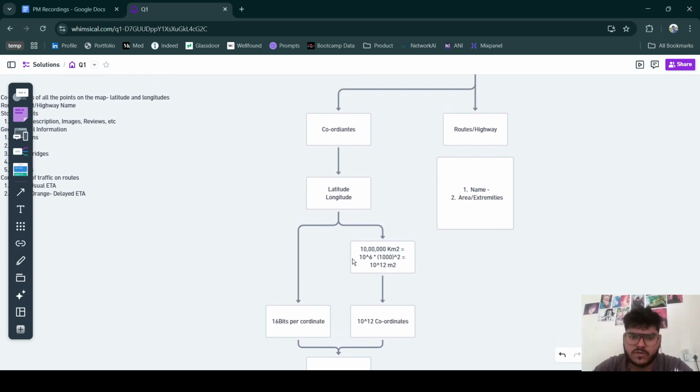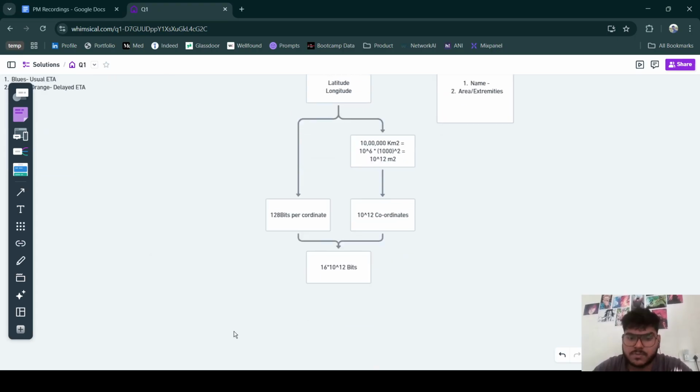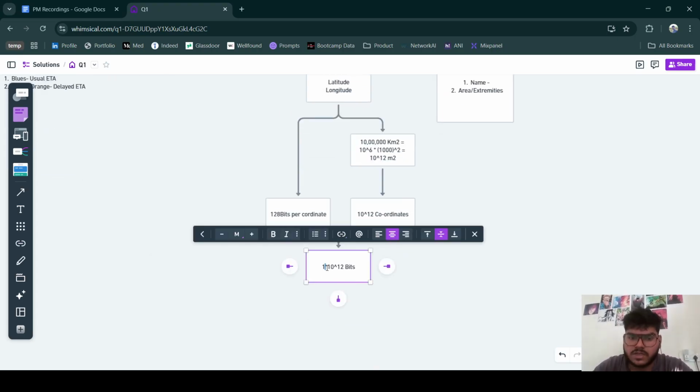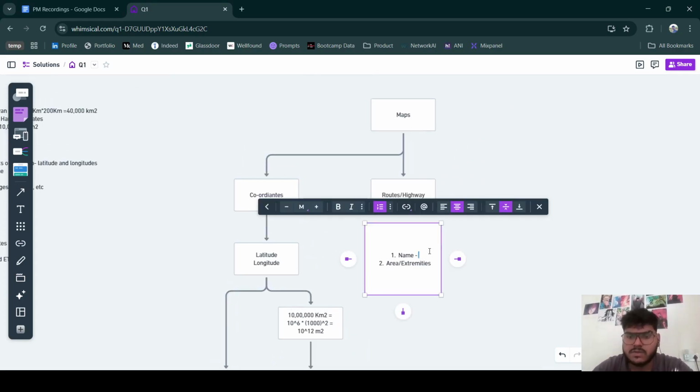So one thing to modify here is that each coordinate will have something like 64 bits of floating number. 64 bits is occupied by one floating number, so it will be like 128 bits per coordinate. So correcting it here would be around 128 times this one. Each name, so one character takes around 8 bits of space. If we are assuming that each name of a route will be approximately 10 characters, it will be around 80 bits per name.